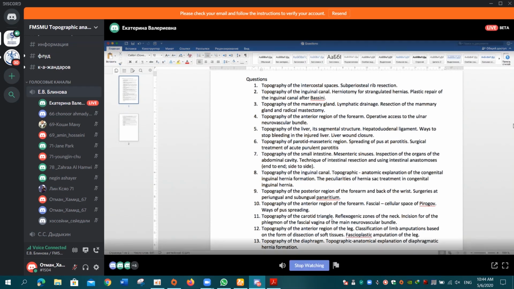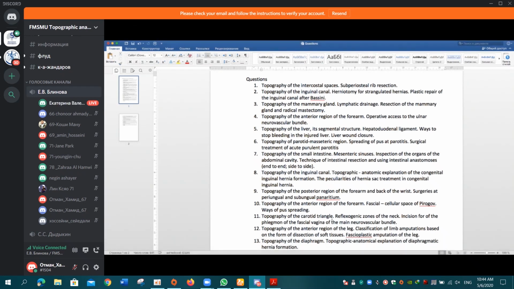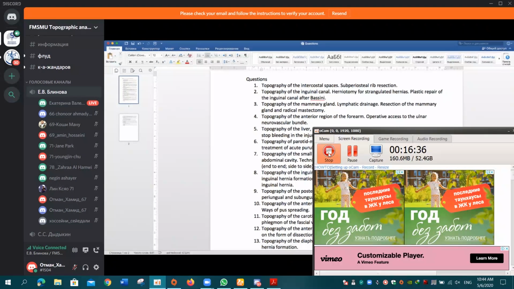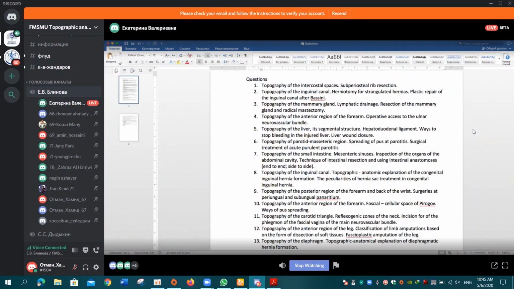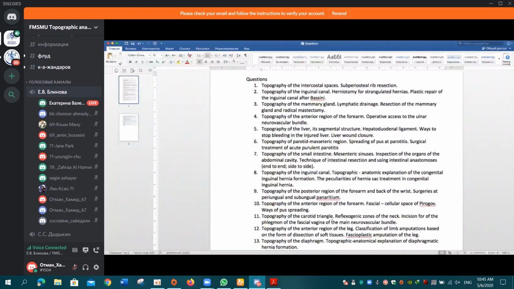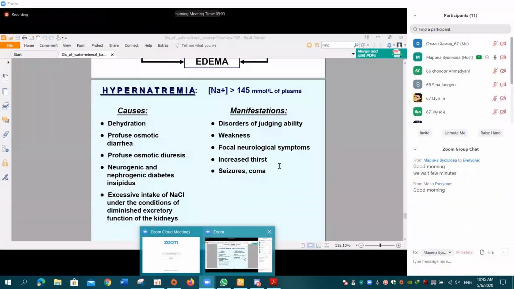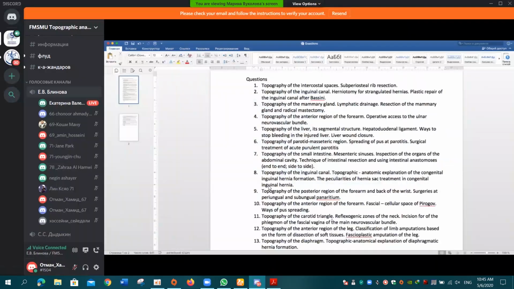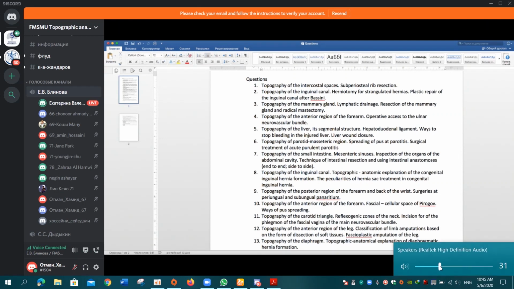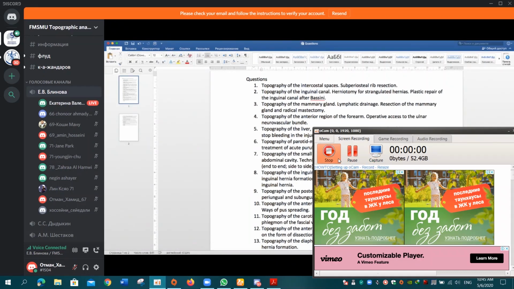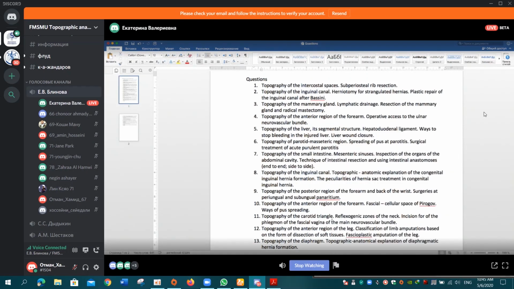Next come the vessels and nerves: the ulnar artery, ulnar nerve, and radial artery. Operative access to the ulnar neurovascular bundle you should make along the projection line. The projection line of the ulnar artery is a line which connects the medial epicondyle to the process of the ulnar bone.